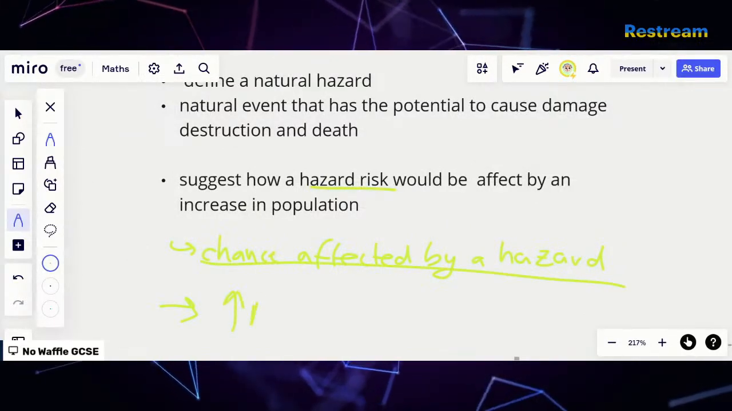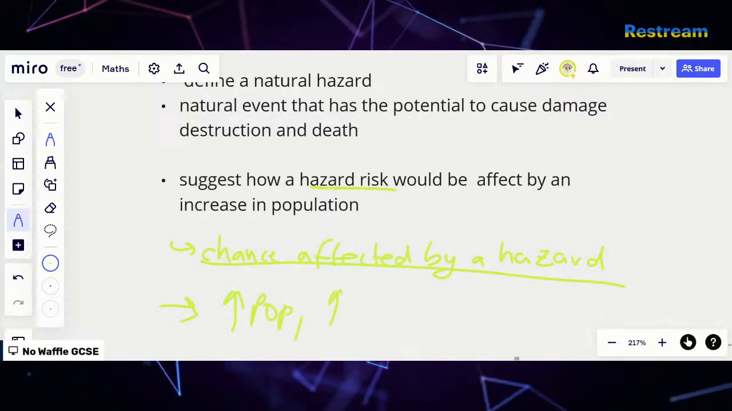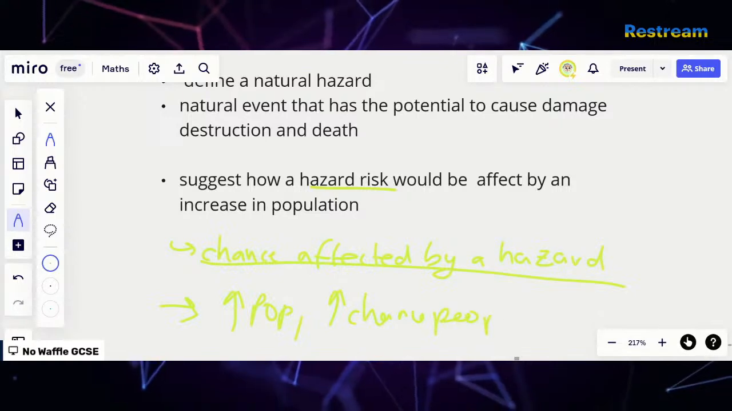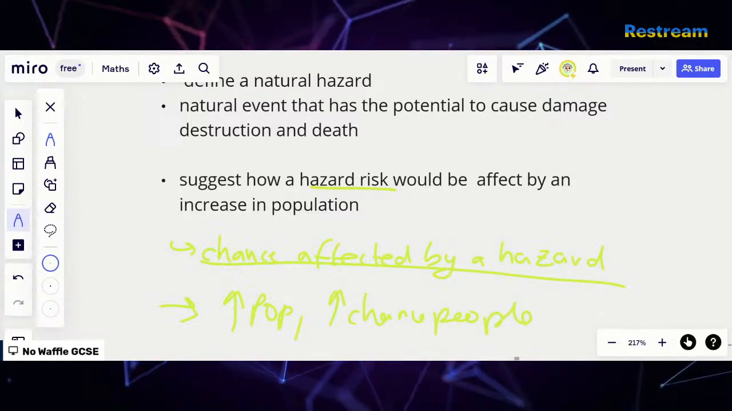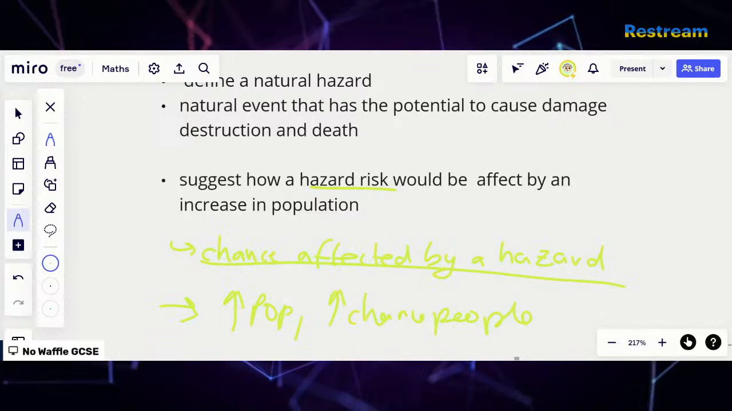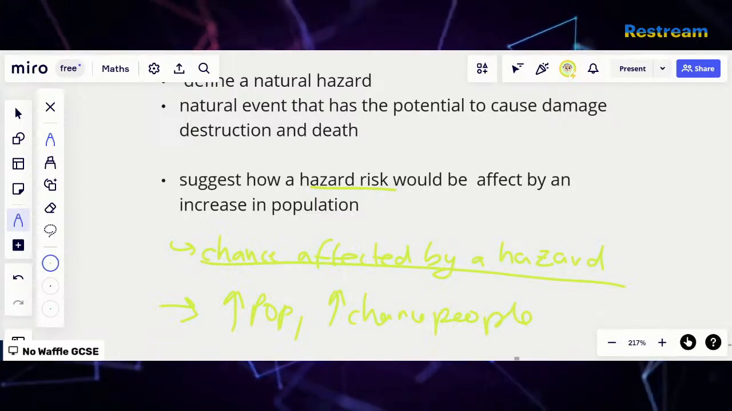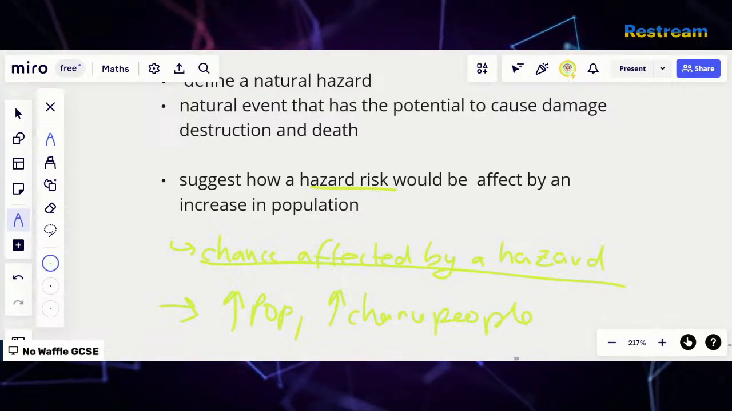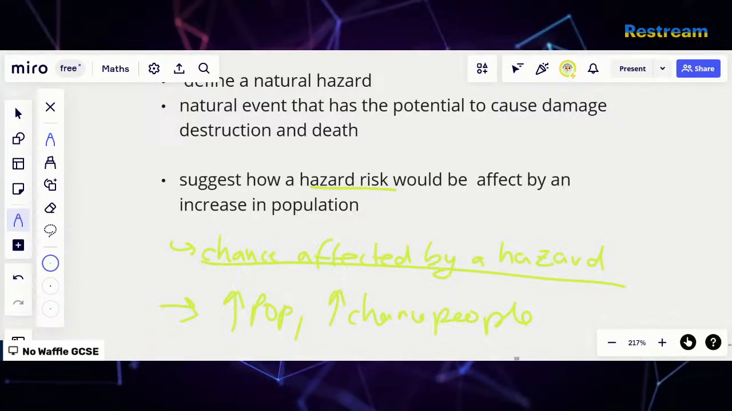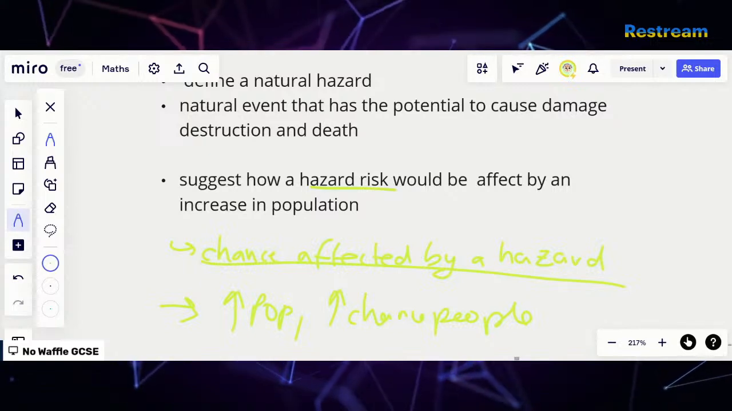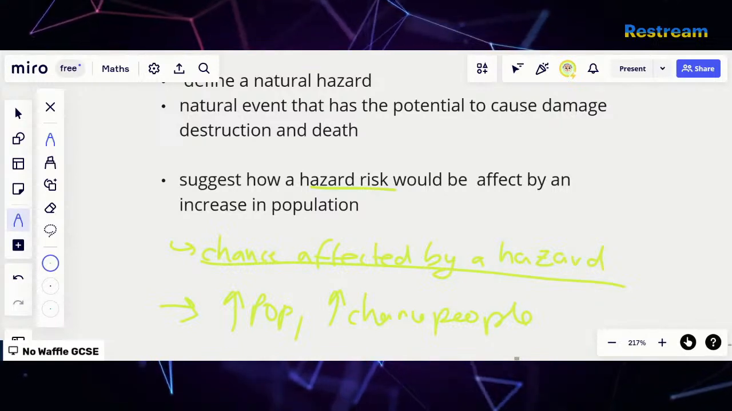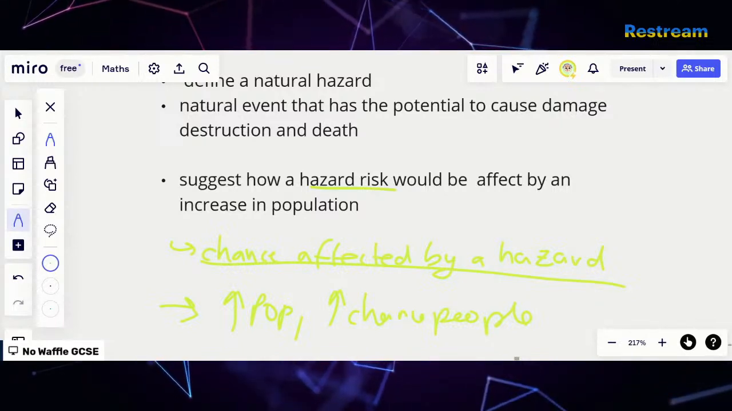Then you have to say, as there's an increase in population, that means there's an increase in chance that people will be affected because there are more people to be affected. So what you could say is, hazard risk is likely to increase when there's an increase in population because there is a potential for more people to be vulnerable, and therefore the likelihood of death increases. An increase in population could mean more housing and therefore potential for damage, and an increase in population near hazard-prone zones due to cost or availability could also increase.